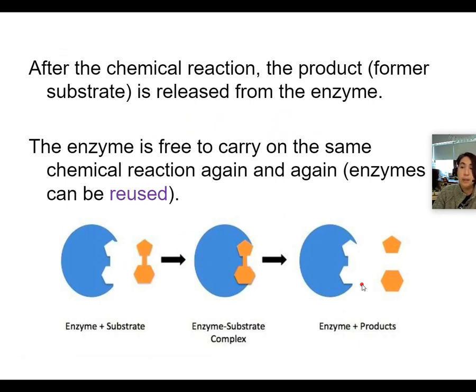After the chemical reaction, the product, which started out as my substrate and has now been acted on, is released from the enzyme. The enzyme is free to carry on the same chemical reaction again and again because enzymes can be reused. You can use the same enzyme over and over and over. That's very important. So here is my enzyme, and this is the active site, and this is my substrate, so what the enzyme is going to bind with. Enzyme substrate complex, so the enzyme has bound to the substrate. It acts on it and breaks it apart. In this case, this must have been an ASE enzyme, and it has broken my substrate into the products.